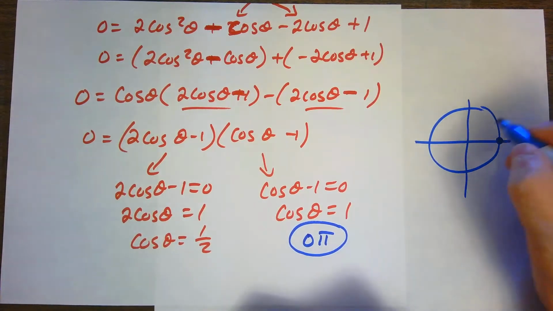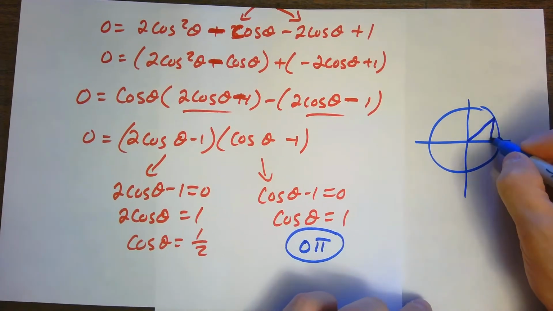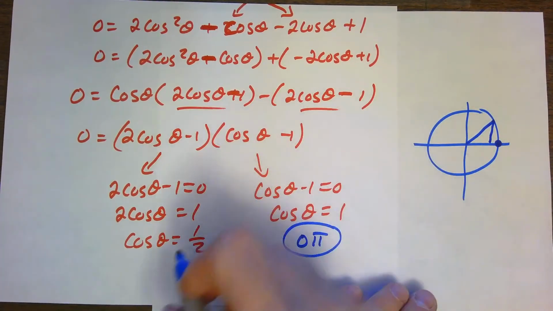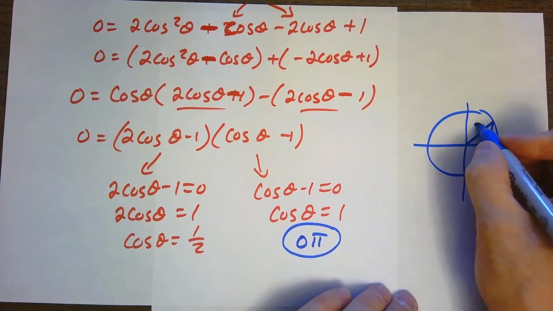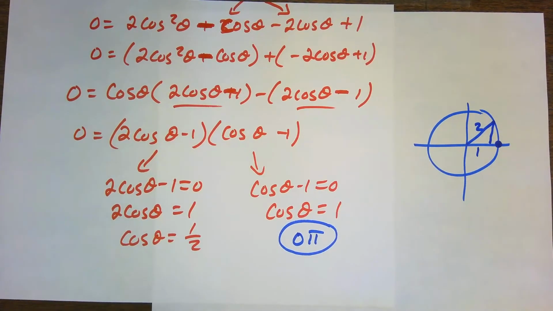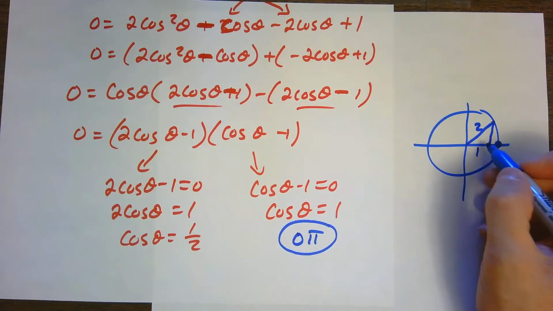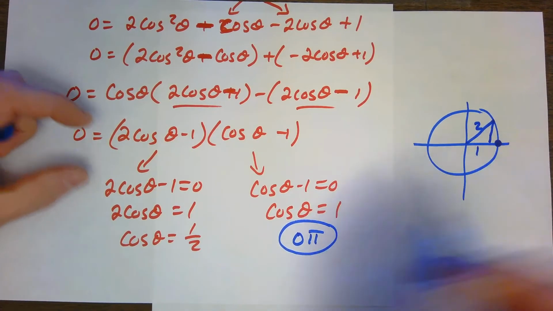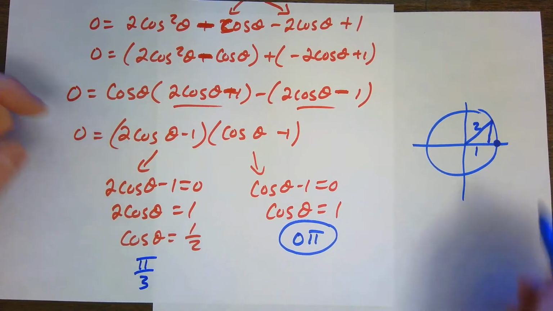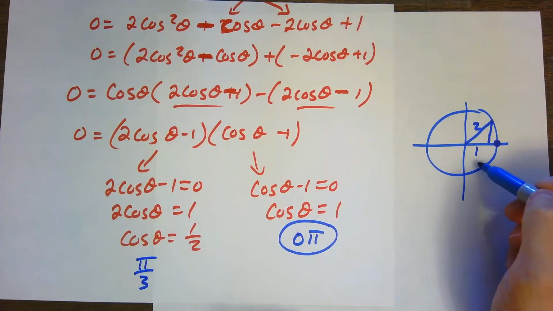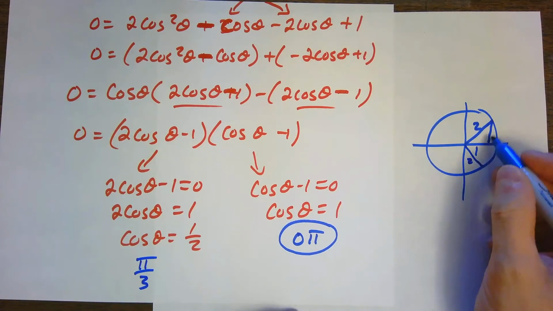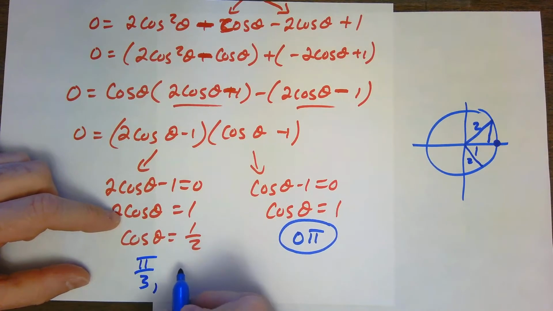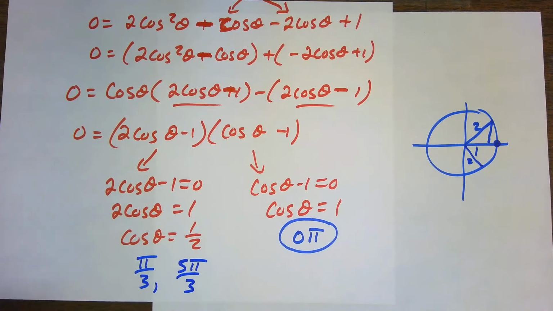How about 1/2? Where is cosine equal to 1/2? In other words, cosine is adjacent over hypotenuse. So what angle is that right there? That's going to be a, what is that, 60-degree angle in radians. That would be pi over 3. But wait a minute, cosine is also positive down here. So what angle would it be down here? 5 pi over 3? So I get 2 solutions there.